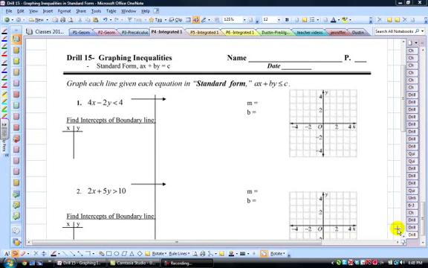Hello everybody, this is Mr. Ainsworth. We're going to get into a drill about graphing inequalities here that are in standard form. By that I mean we have ax plus by is either less than or greater than c. Alright, so let's get right into it here.